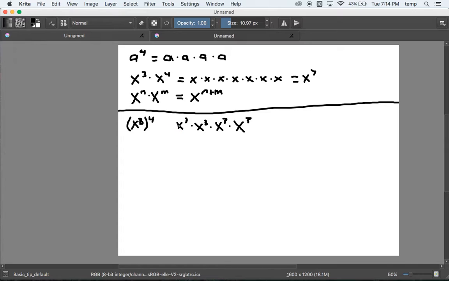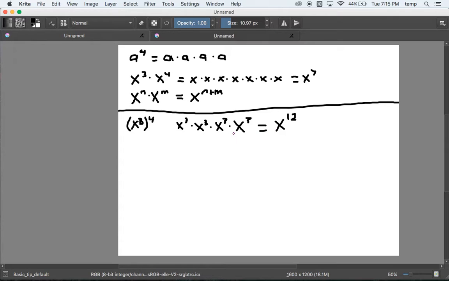We could write this out: x times x times x times x times x times x times x times x times x. Right? We could write all these out, or we could just use our addition rule that we found up here. So if we have the same base, which we do, right? We have x for the base of all these. What we can do is just add our exponents together. So 3 plus 3 is 6, plus 3 is 9, plus 3 is 12. So this is going to be equal to x to the 12th.